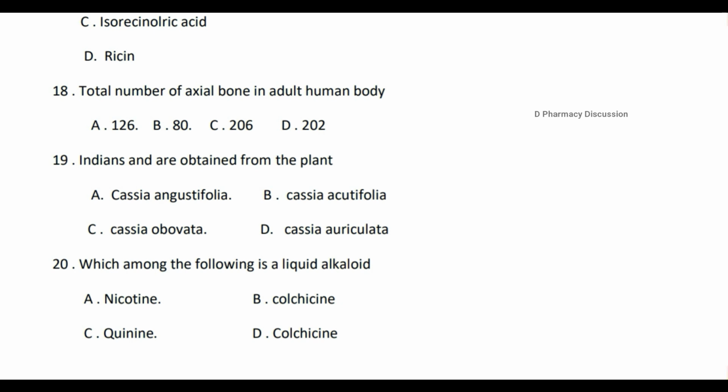Question number 20. Which among the following is a liquid alkaloid? Option A. Nicotine, B. Colchicine, C. Quinine. Correct answer is option A. Nicotine.